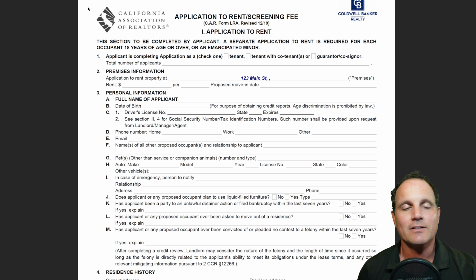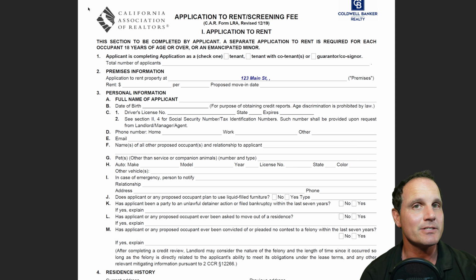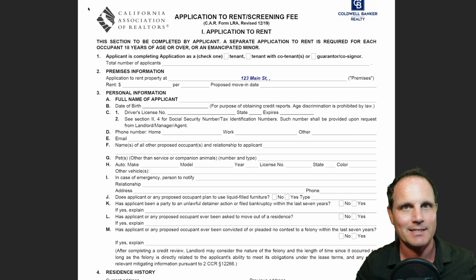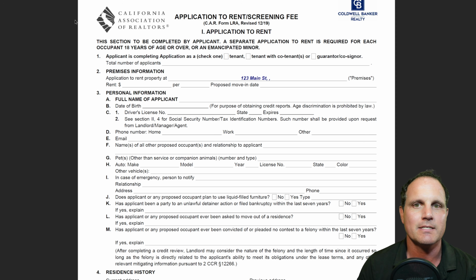Let's dive into the California Association of Realtors application to rent/screening fee, both combined into one form. It covers all of this. We're going to run through this quickly. It's not that complicated of a form, but it's worth noting some common mistakes and some things that need to be checked correctly. So this is a guide again for tenants and landlords.